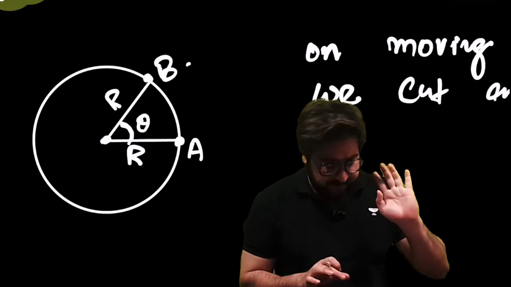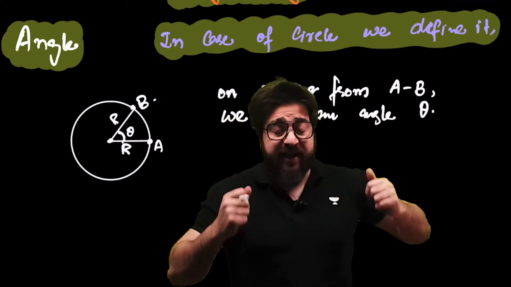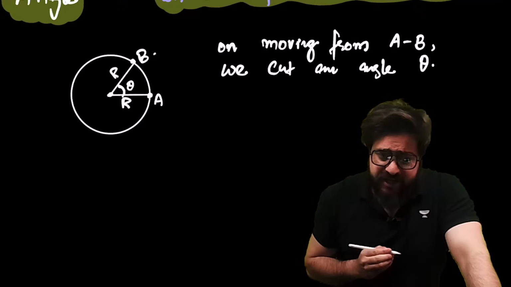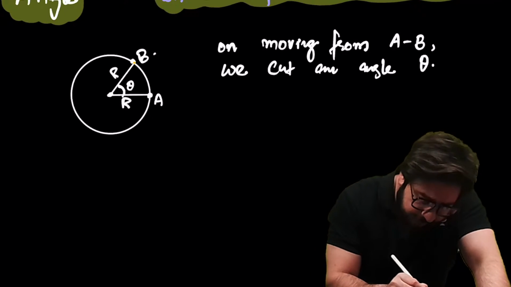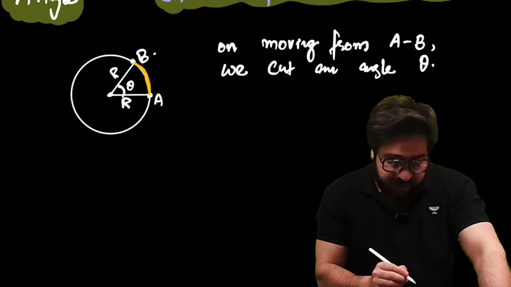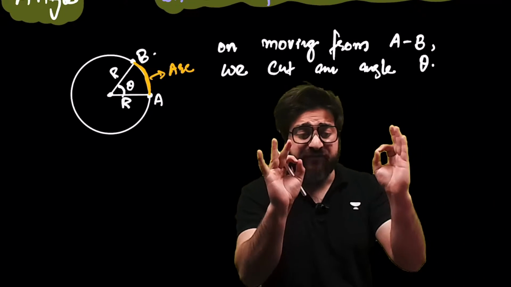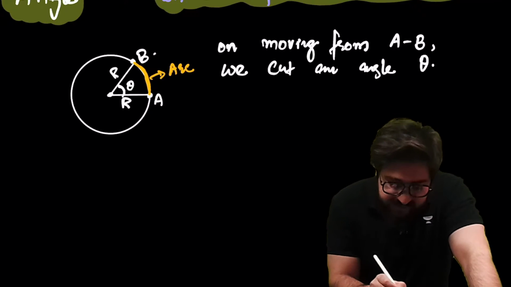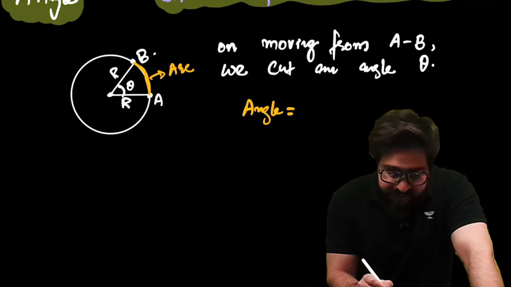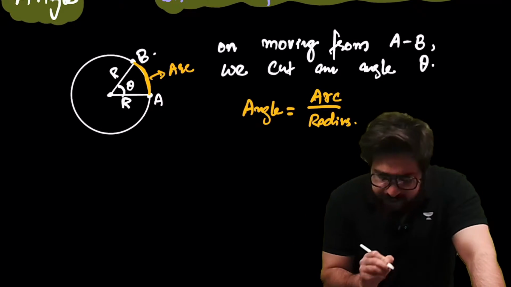Now, if somebody asks you, can you tell me how much is this angle? How to calculate this angle? The simple formula that I want you guys to remember over here is this one. This is what we call the arc, how much you have moved over here. And if you have to find this angle, we say this angle is simply arc upon radius.